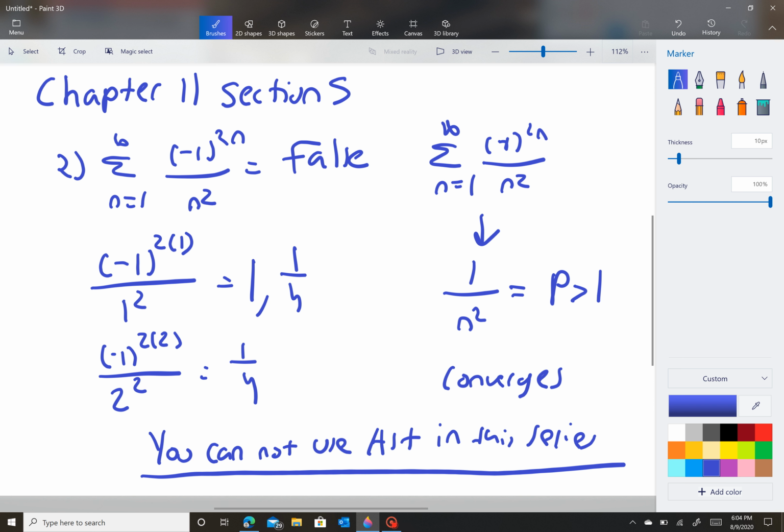But yes, that is in fact the alternating series test, and these are some of the things you should keep in mind. That's the definition and the conditions to the alternating series test.